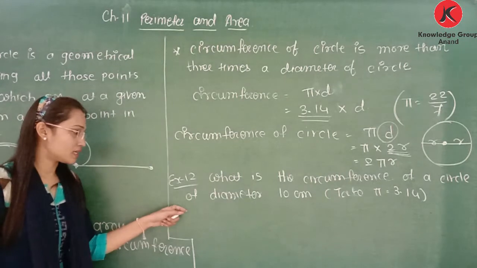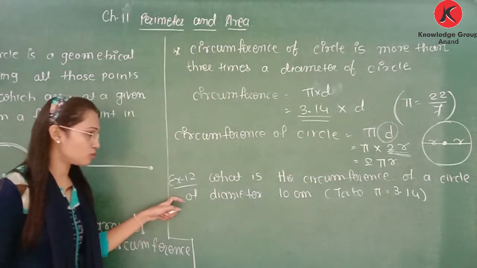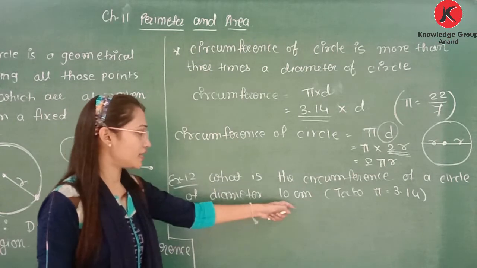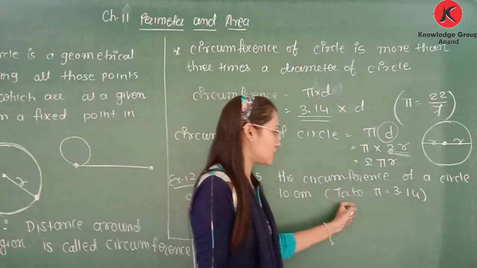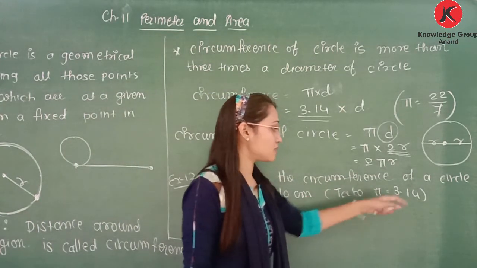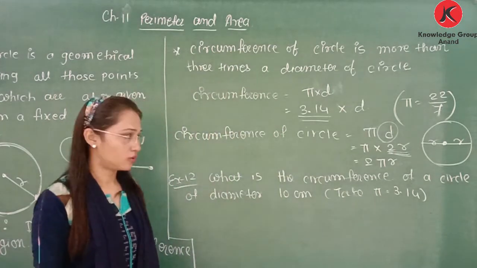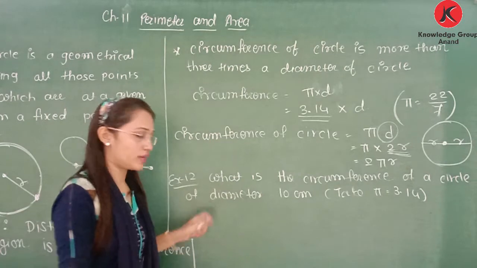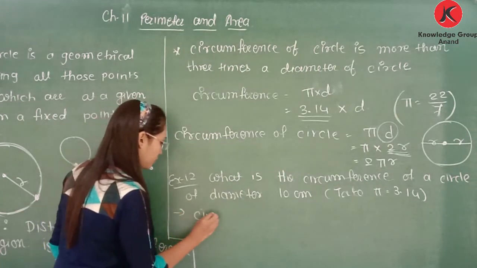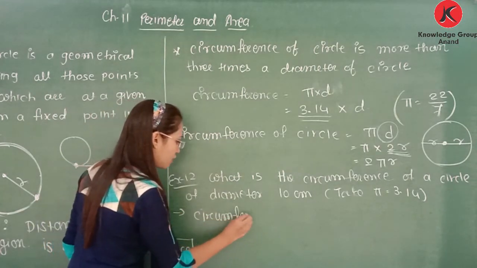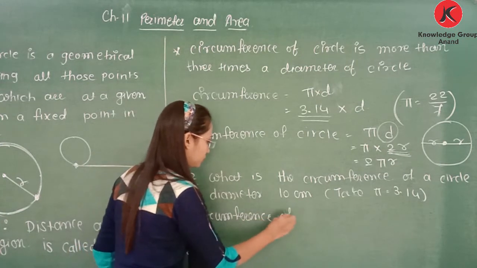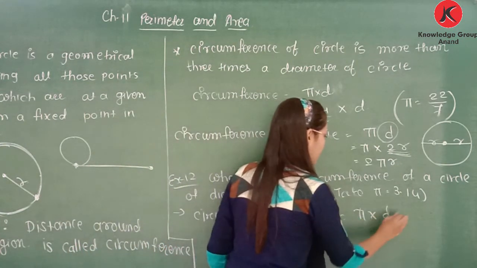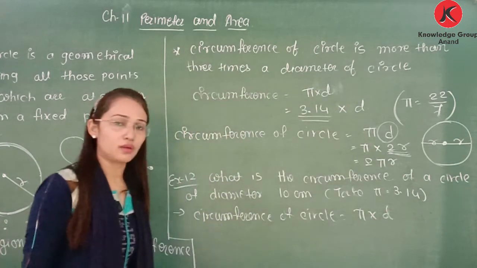Now let's start example 12 that is given in our textbook. What is the circumference of a circle of diameter 10 cm? Inside the bracket it is given, take pi equal to 3.14. So here we need to find the circumference and the diameter is given, so we can write circumference of circle is equal to pi multiplied by d. Now in the question it is written, take pi as 3.14.